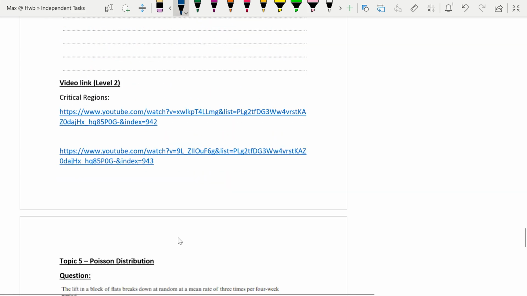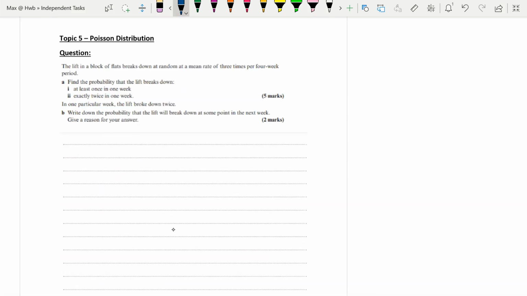Okay, so we've got one more question to do, and that's on Poisson distribution. Okay, so I've got the lift in a block of flats breaks down at random with a mean rate. Okay, so this one I'm looking at a rate at 3 times per 4 weeks. Okay, this is what's telling me it's Poisson. So for part A, again, I need to let x be something. Okay, so I've got let x be, again, it's always the number of something when we're doing Poisson or binomial. Number of, let's think about what I'm doing, the number of times the lift breaks.